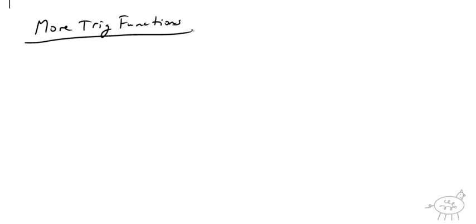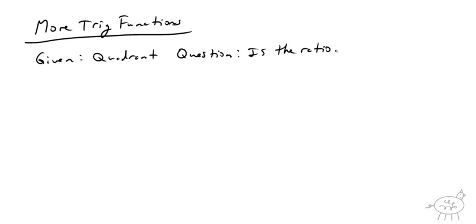Let's start out with a couple basic things, and we're going to move on here. Basically, if you are given the quadrant, the question is: the ratio, which I will give you, is the ratio positive or negative?